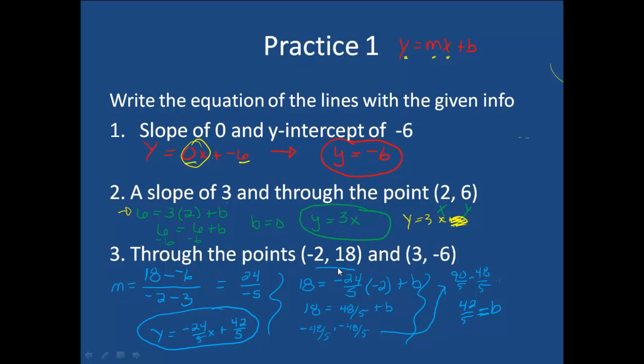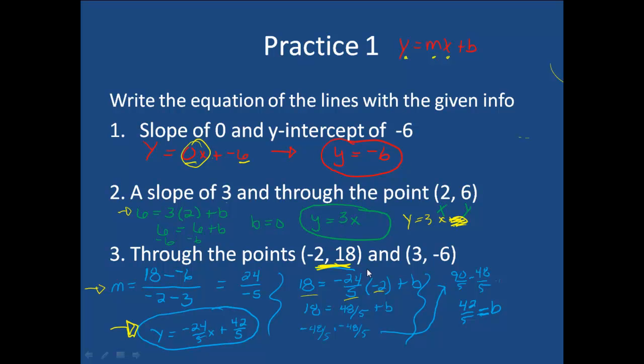And number 3 here, this time you had to start by calculating your slope. So I did my change in y's over my change in x's and got -24/5. Then I chose to use the -2 and 18. You could have chosen the 3 and the -6 if you wanted to, and you would have still come up with the same thing. So I plugged in my 18 for my y, I plugged in my slope I found, and I plugged in my x, went through the calculations to find b, and I found b to be 42/5. Then I took that and I plugged it back into my slope formula, changed my x back to x, my y back to y, and got my equation down here. Y is equal to -24/5 x plus 42/5.